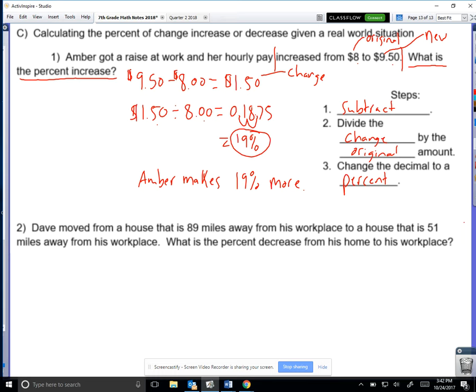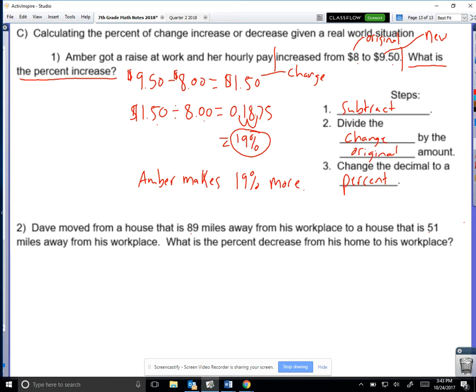All right, let's take a look at problem number 2. Let's read through it first so we get an idea of what's going on. Dave moved from a house that is 89 miles away from his workplace to a house that is 51 miles away from his workplace. Okay, so get a picture of that. He used to live in a house that was 89 miles away from work. Now he's only 51 miles away from work. What is the percent decrease from his home to his workplace?